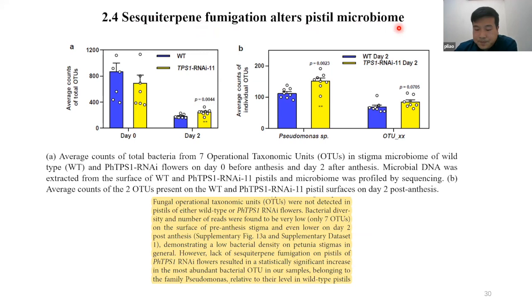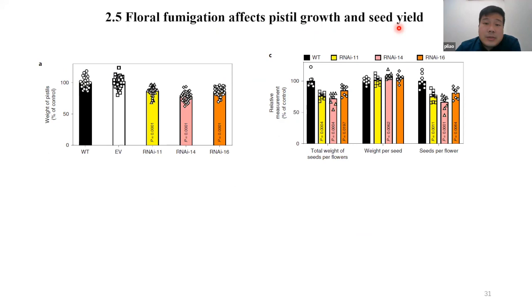In a follow-up experiment, they also found that in the RNA lines the seed yield was reduced. These are the total weight of the seeds per flower and the number of seeds per flower. Both of these parameters were significantly reduced in the three RNA lines compared to the wild type. So the conclusion is that flower fumigation also affects the pistil growth and the seed yield.